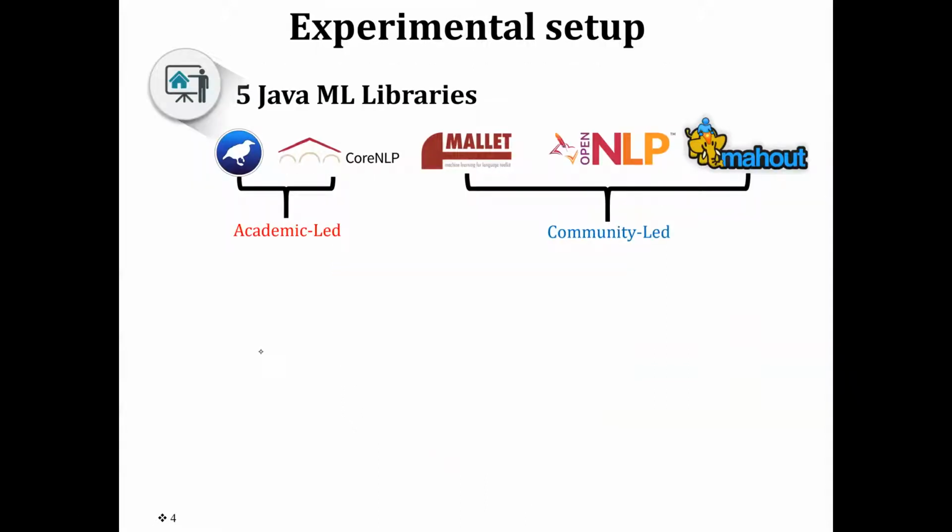In this study, we selected five Java-based widely used machine learning libraries. They are Weka and Stanford Core NLP. Those two are academic leaders, which means the core contributors are researchers. And we also selected three open source community leader projects: Mallet, Apache OpenNLP, and Apache Mahout. All those three are widely used Java-based open source machine learning libraries.